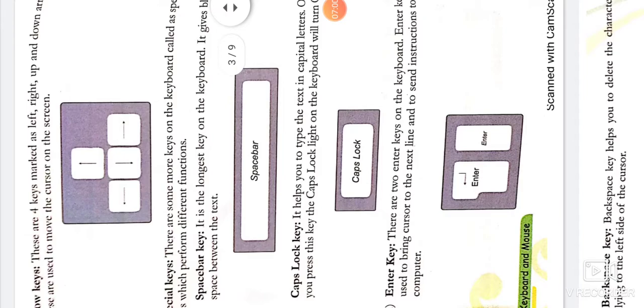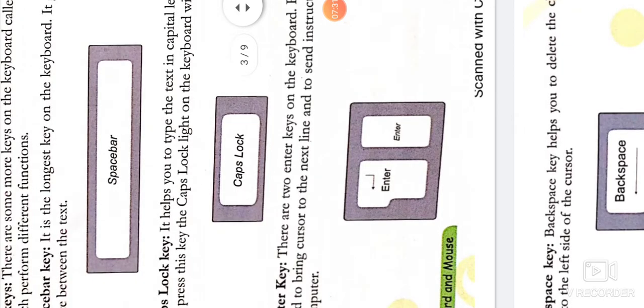Next one is enter key. There are two enter keys on the keyboard. Enter key is used to bring cursor to the next line and to send instructions to the computer. When do we use enter key? To bring cursor to the next line. Whenever we want to bring cursor to the next line and do our typing, then we press enter key. See the picture, enter key. Whenever we want to come to the next line, we use this enter key.